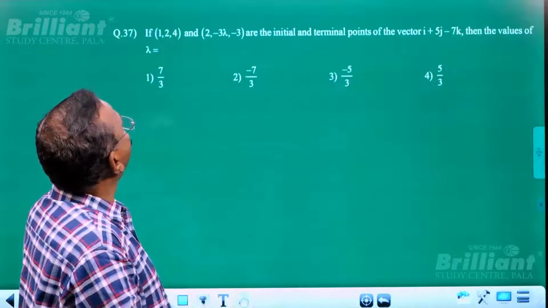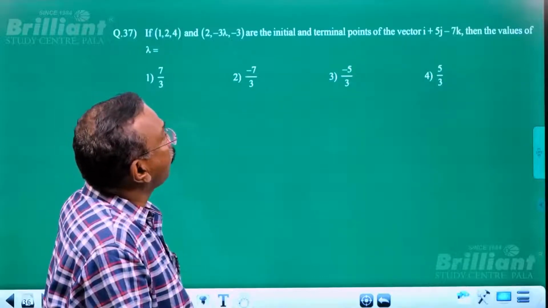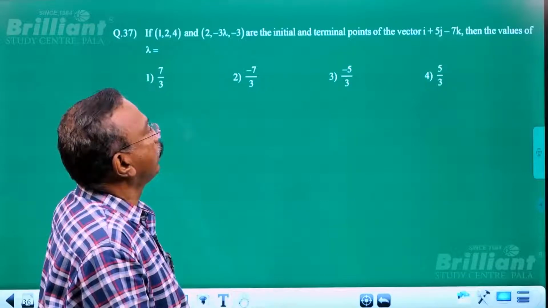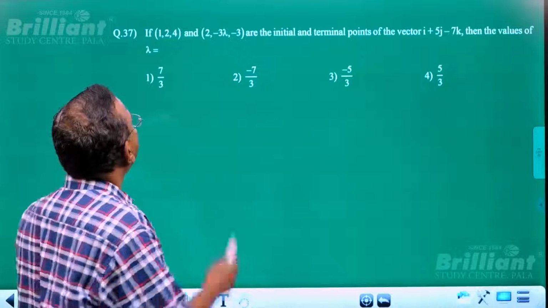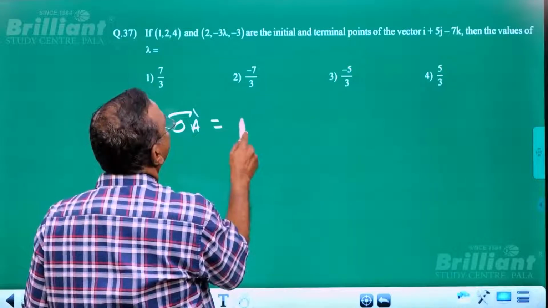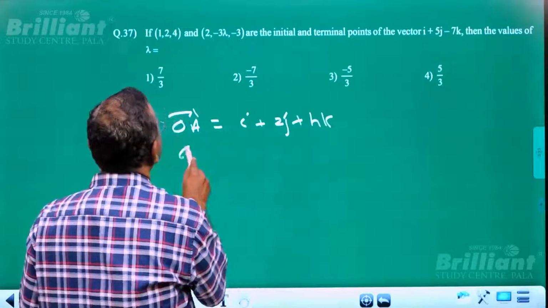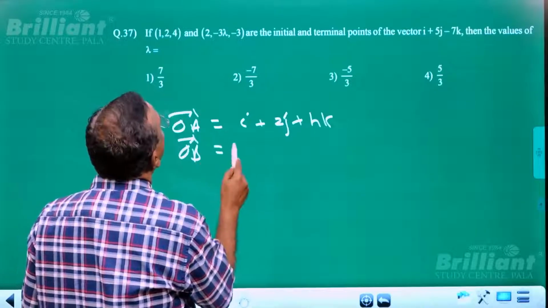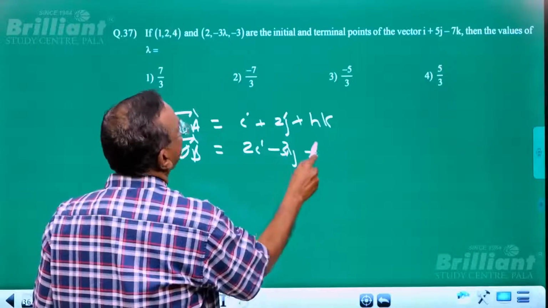The points (1, 2, 4) and (2, -3λ, -3) are the initial and terminal points of the vector i + 5j - 7k. Then what is the value of λ? It's a very simple question. Initial point means I mark it as OA. Vector OA is equal to i + 2j + 4k, and the terminal point vector OB is equal to 2i - 3λj - 3k.